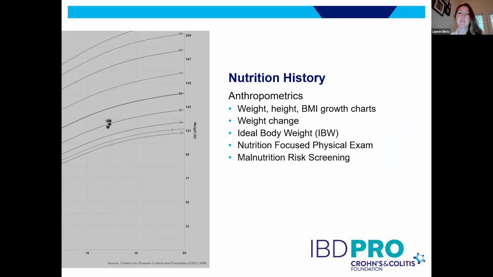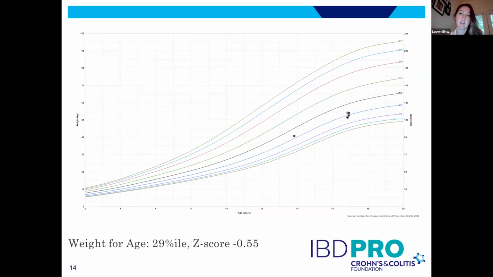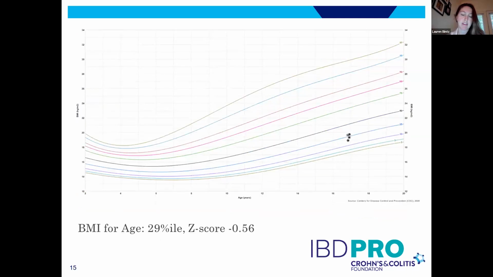And then another part of the nutrition history is looking at his anthropometrics, weight, height, BMI, ideal body weight, and all those factors. We didn't have a lot of growth history for this patient since he was new to us, coming in for a second opinion. But we had one data point here. This was his length for age at the 37th percentile, weight for age at the 29th percentile, and then his BMI for age was coming out around the 30th percentile.